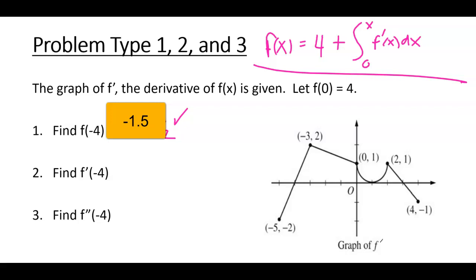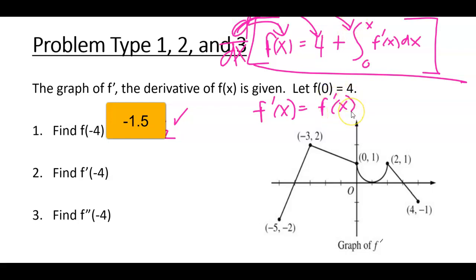So the hard way is, let's take the derivative of this whole thing here. The derivative of f is f prime, which is what we want. The derivative of 4 is 0, so that just goes away. And the derivative of an integral leaves me with f prime of x. And so what that basically tells you is this function is simply this graph down here. So if they want f prime of -4, all you have to do is find the y value on this graph at x equals -4. So here's where x equals -4. What is the y value at that point? It is 0. Okay, so that's how we can do that particular problem.